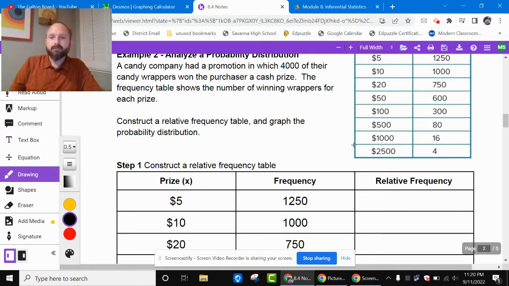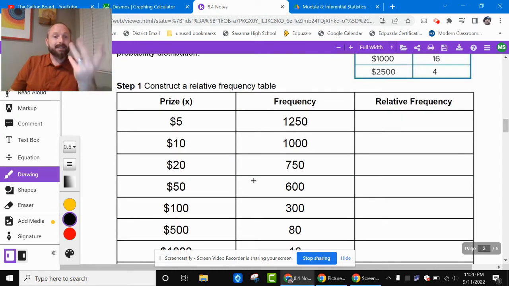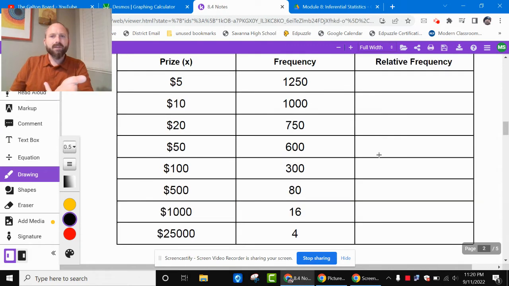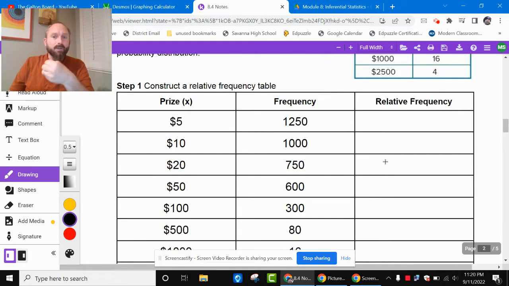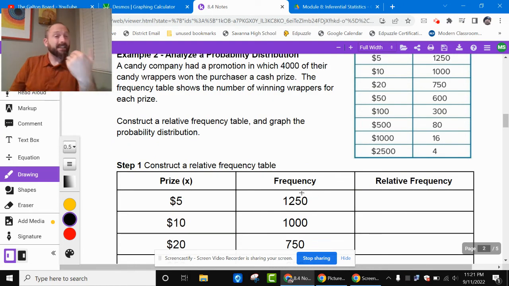So here is the frequency table. I have the prize and the frequency, but I don't have the relative frequency. What I'm going to do is take the total number and divide it into each of the number of times it happens, and it will give me a decimal or a fraction or percent. I'm going to put it as a decimal.